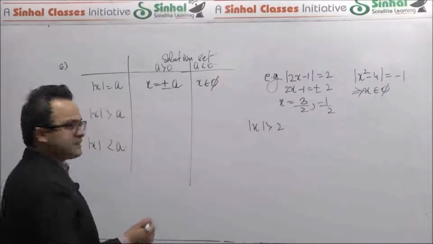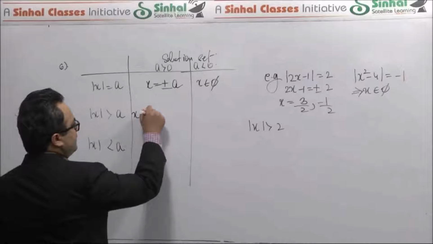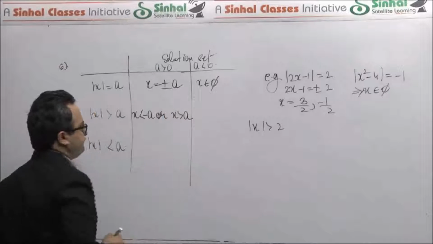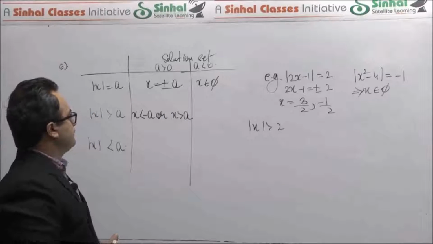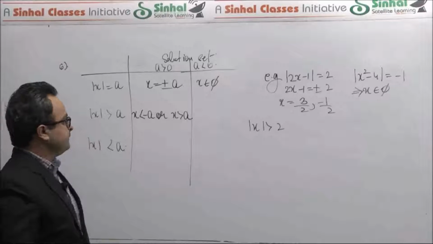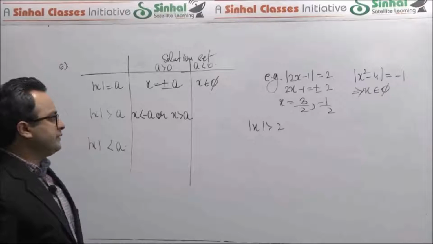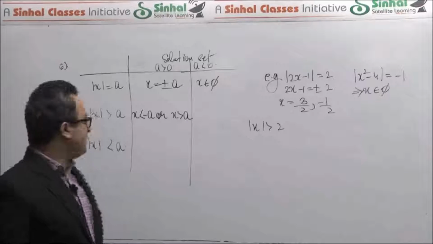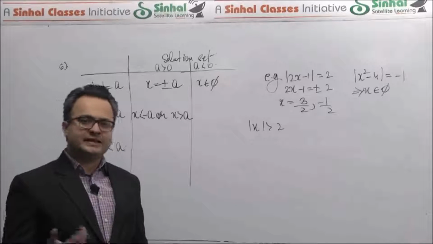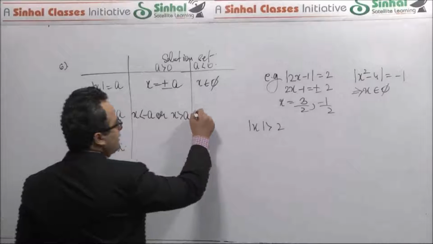And similarly for mod x greater than a, what I could say then is that x can either be less than minus a or x will be greater than a. Right? And if a is negative, then what do you say? If for example a is minus 2, and I want mod of x greater than minus 2, then x can obviously take all real values. So when a is negative, the solution set becomes all real numbers.